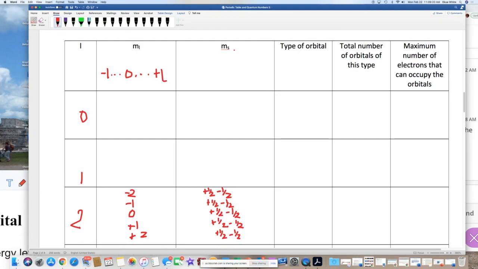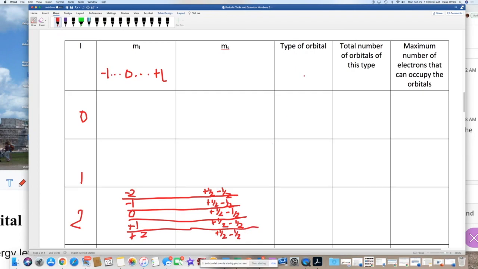Okay? So remember, M sub S has a restriction, positive 1/2, negative 1/2. One goes with each of these. So this goes with the top one. Just trying to show you how this goes. This goes with that, and so on and so forth. This goes with this. This goes with that. Sorry, my handwriting is awful because I'm using my mouse.